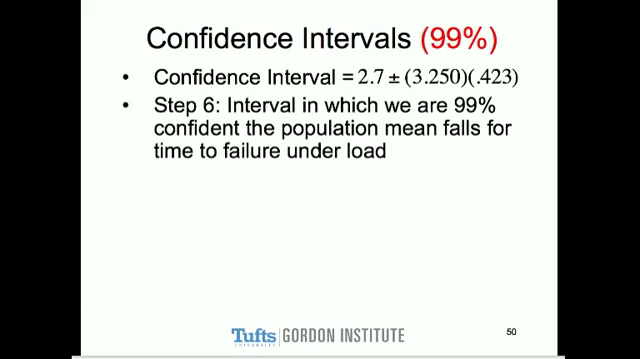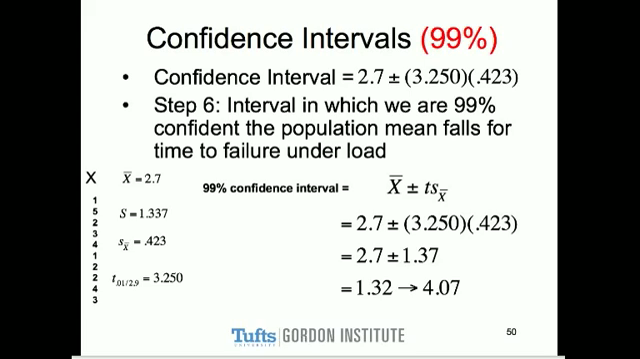So we know our alpha value is 0.01 right here. You have to divide that by 2 because it's a two-tailed test, and t is 3.250. That's larger than for 95% confidence, and our range then increases. So we are 99% confident that our true population average resides between 1.37 and 4.07.